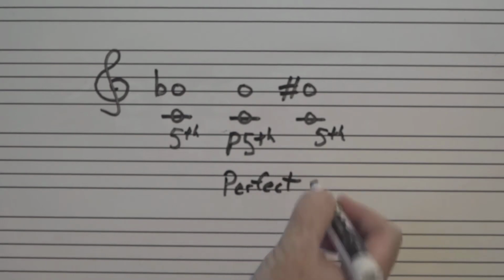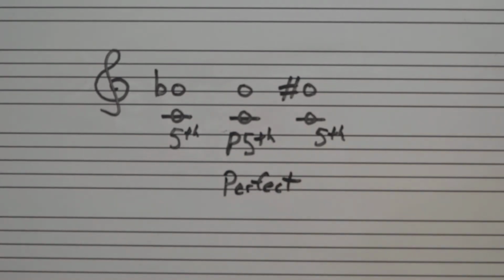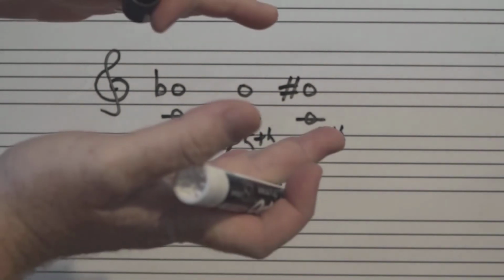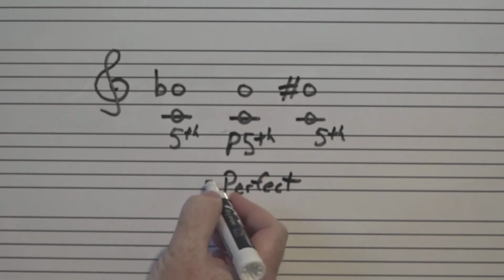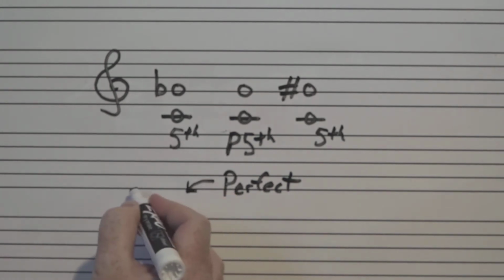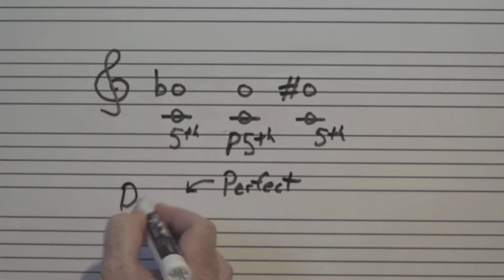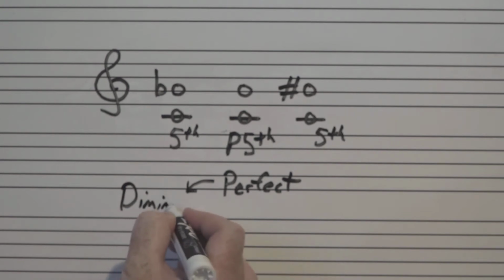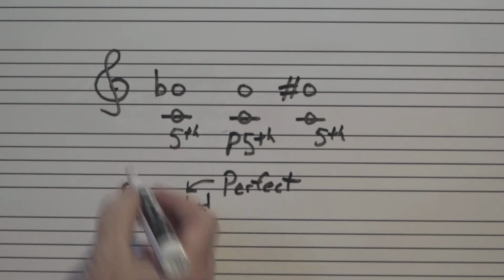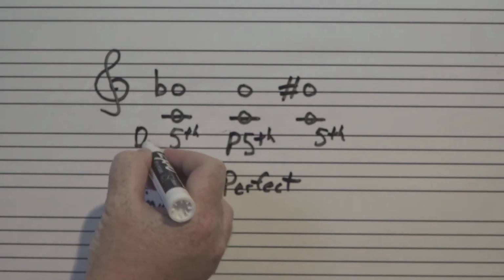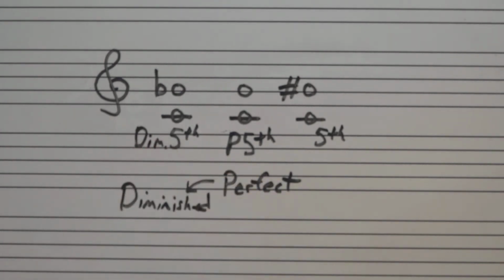For perfect intervals, if the distance between the two notes decreases, like this C to G going to C to G flat, the interval becomes diminished. So that is a diminished fifth.